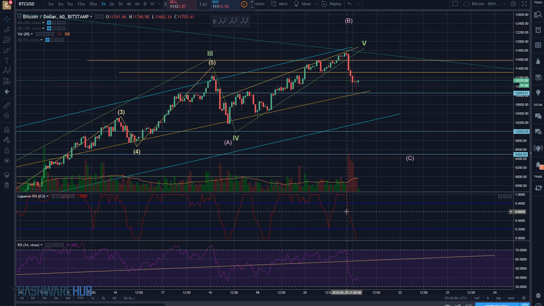Also here on the Laguerre, right? Laguerre goes from, hey, everything's pretty cool, to, oh my God, it's falling. So no matter what indicator you use, no matter how many years you've been doing this, it does not make a difference. Nothing is as foolproof as stop losses. Okay, so if you're trading this, the same way I would be trading it.